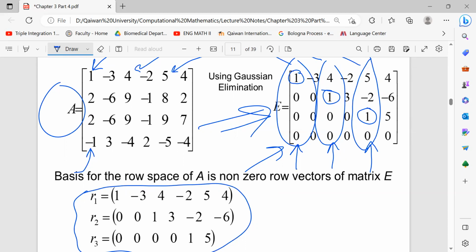Choose the rows that end with 1. It's just the basis. Okay? We just choose those 3, and we name them R1, R2, R3, or A1, A2, A3, anything like that.